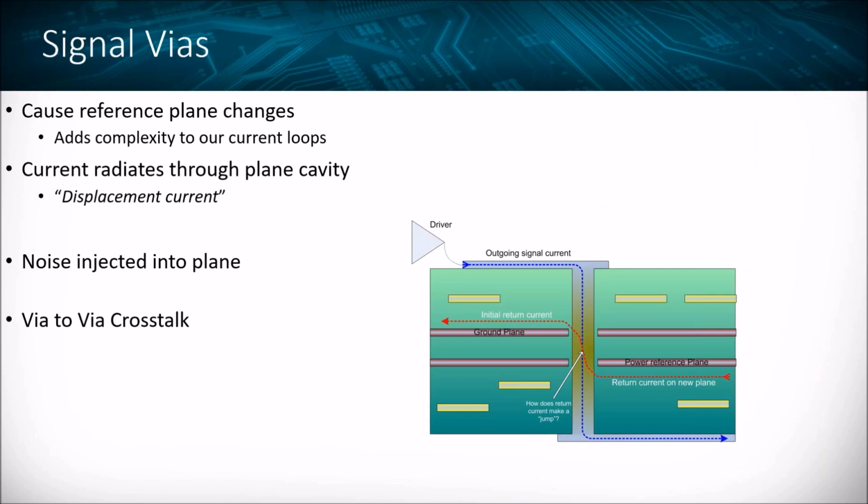Okay, so signal vias. If we are transitioning from one layer to another, we do need to take into account our signal vias as well as any other vias that we might need for stitching those planes together. These add complexity to our return current path or the current loop. They can inject noise directly into that plane, and we can also have via-to-via crosstalk. Again, these are all issues that we can look at. There's a check for the maximum number of vias that you can set in order to curb this type of issue.